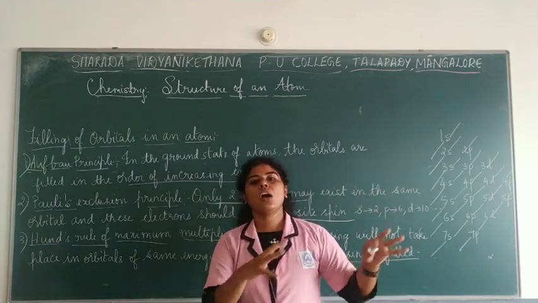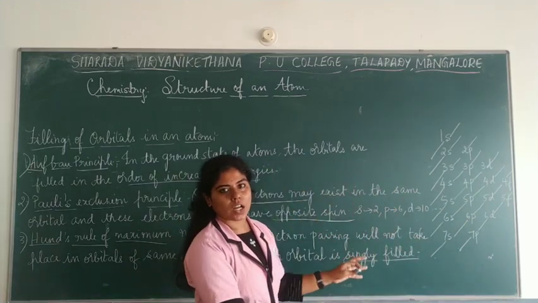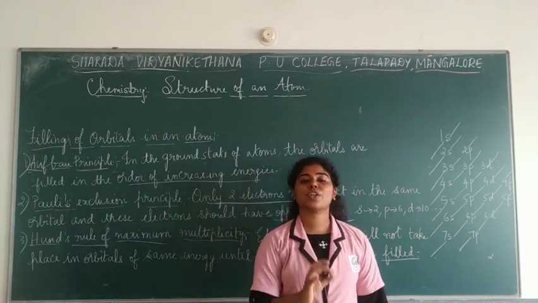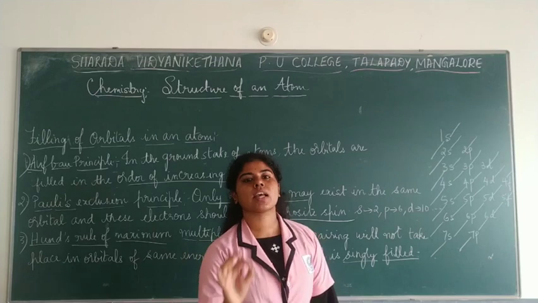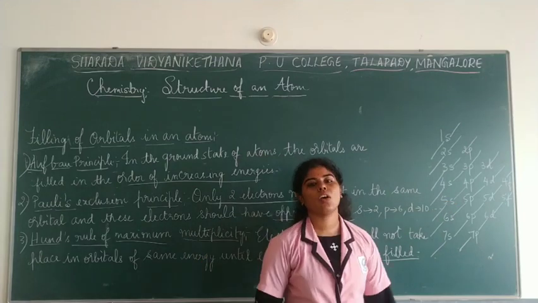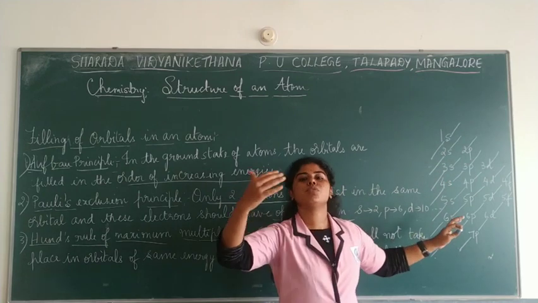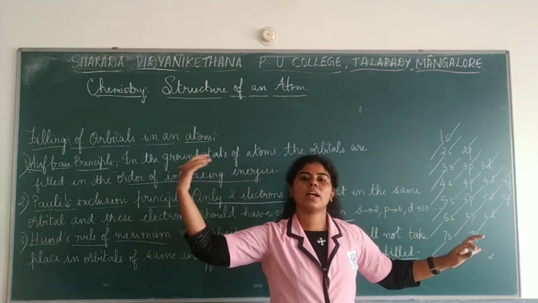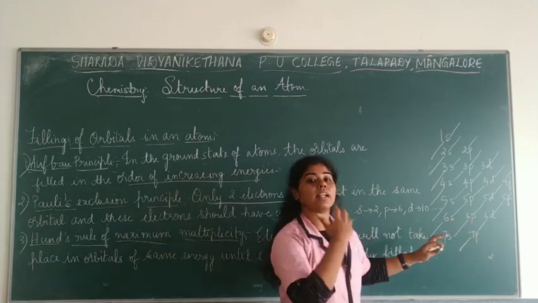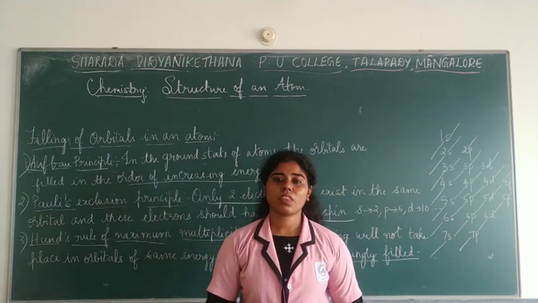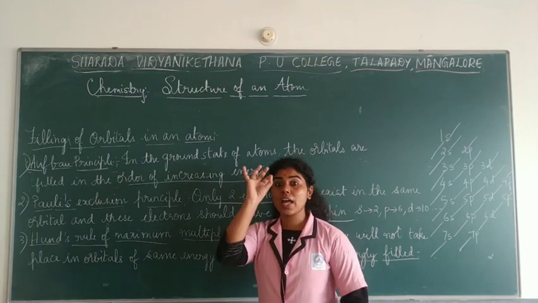This is how the increasing order of energy is given, and the Aufbau principle, the first principle, says that whenever you fill electrons in different orbitals, it has to be done in the increasing order of their energies. So if you fill 1s first, then comes 2s, then 2p, then 3s, then 3p, then 4s, and 3d. In this way it has to be filled, in the increasing order of their energy.